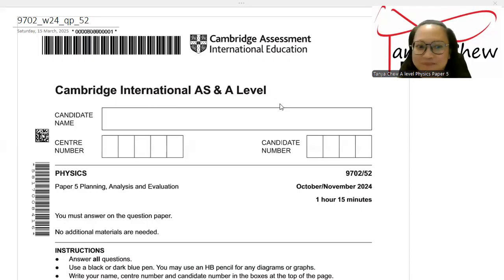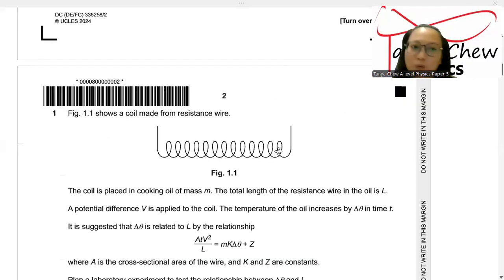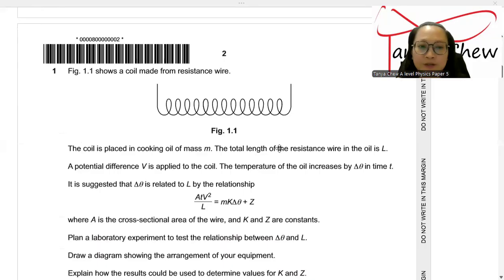Let us get started. Look at the first question. Fig 1.1 shows a coil made from resistance wire. The coil is placed in cooking oil, not water, cooking oil of mass M. The total length of the resistance wire in the oil is L. A potential difference V is applied to the coil. The temperature of the oil increases by delta theta in time t.